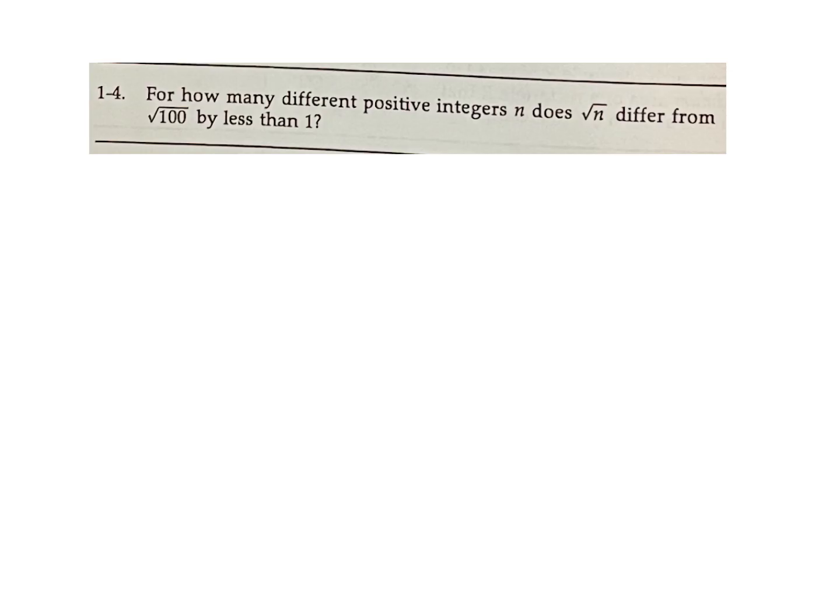For how many different positive integers n does the square root of n differ from the square root of 100 by less than 1? Okay, so the sentence could be put into an inequality as follows. The square root of n minus the square root of 100 differs by less than 1. So it's either less than 1 or it's greater than negative 1. And I think that is the interpretation mathematically of that sentence. Okay.